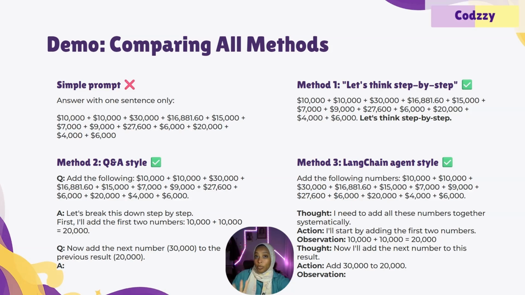Alright, so we've tried 4 ways. The simple prompt just wasn't enough to get the right answer. All 3 chain of thought methods give us accurate results, but they structured the reasoning differently. Method 1 was quick and flexible. Method 2 gives us more control over the breakdown. Method 3 mirrors how AI agents actually think and act. Choose the method that fits your use case.